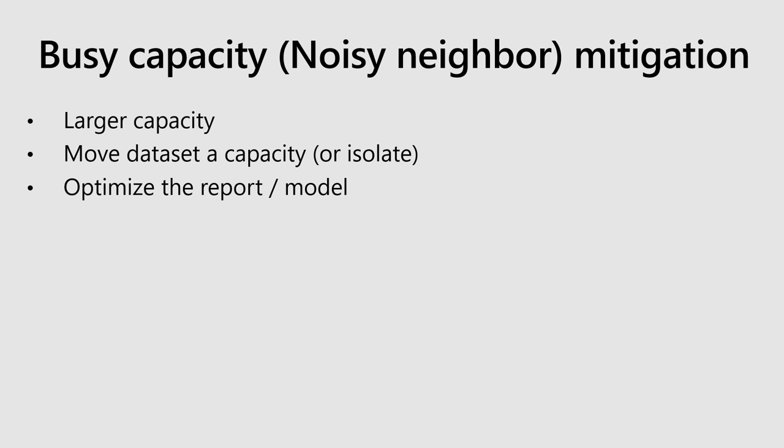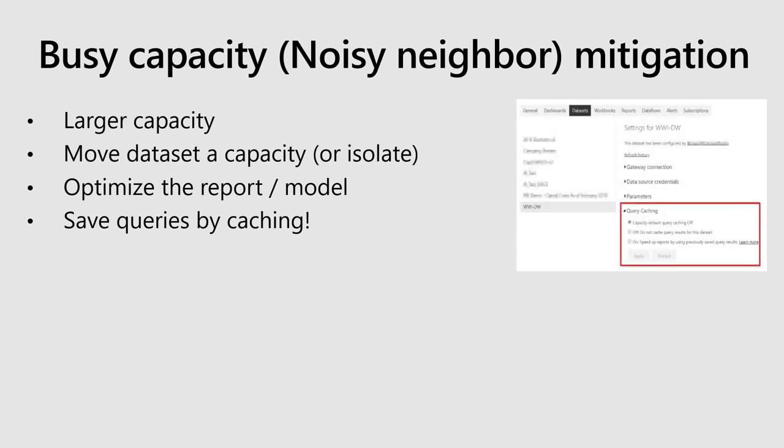The third and the most important thing, optimize the report, optimize the data model. How do you optimize? We talked about it in the previous session, and we'll show some optimization techniques soon. Save queries. Save queries as often as you can. Caching saves queries. If you don't need to run the queries, then somebody else could use the CPU.